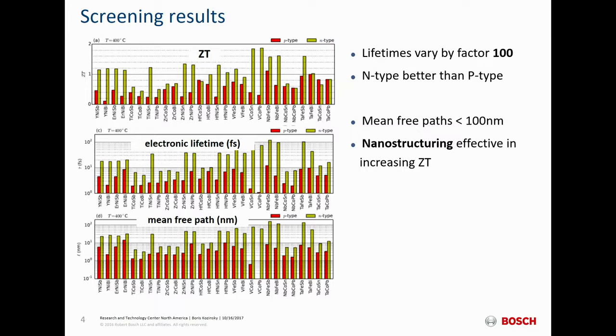And before I get to the ZTs, I'll just mention that the electronic lifetimes you can see here already, from this plot, vary by two orders of magnitude between different materials. So this also tells you that it's very important to get the lifetimes right if you want to optimize the thermoelectric. Once we have the lifetimes, you can also predict the mean free path of electrons. The mean free paths are in this plot here, and you see that they're not very long. Actually, they're quite short, which means that the phonons are very effective at scattering electrons, even on length scales of, let's say, 10 to 100 nanometers.